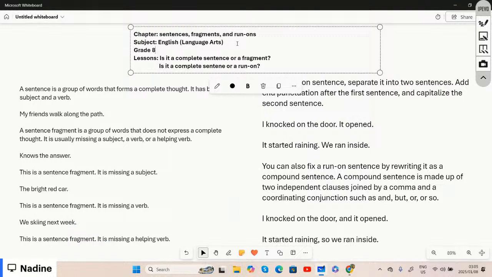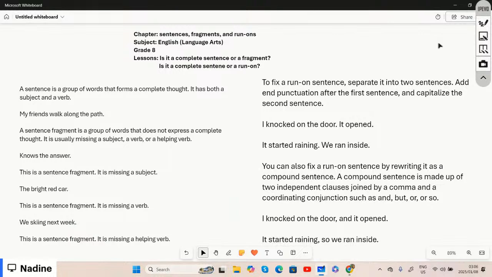Our subject is English language arts. We're doing grade 8, which is advanced writing. And then the lessons that we are going to be focusing on under the chapter of sentences, fragments, and run-ons: we need to say, is it a complete sentence or is it a fragment? And is it a complete sentence or a run-on? That is going to be the lessons for today.